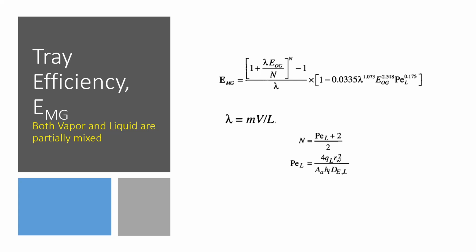So now we calculated the local efficiency. We generalized the local efficiency to the tray efficiency. So tray efficiency is the average mass transfer efficiency across a single tray. And now we need to generalize this value in terms for the whole tower, or for the whole absorption tower.